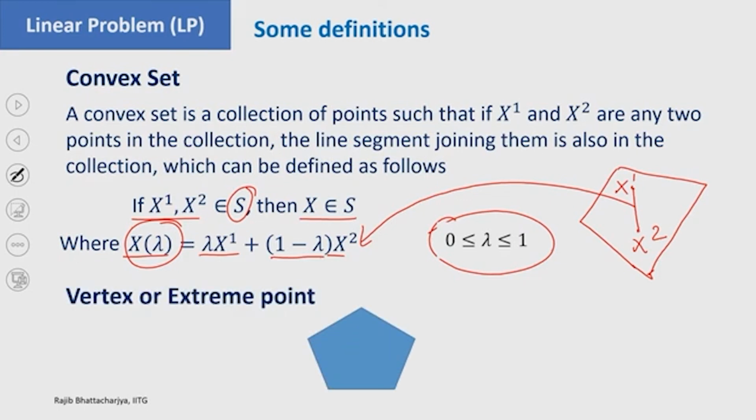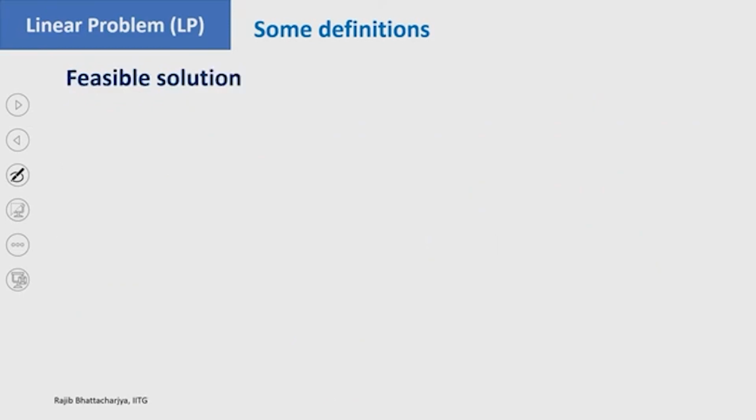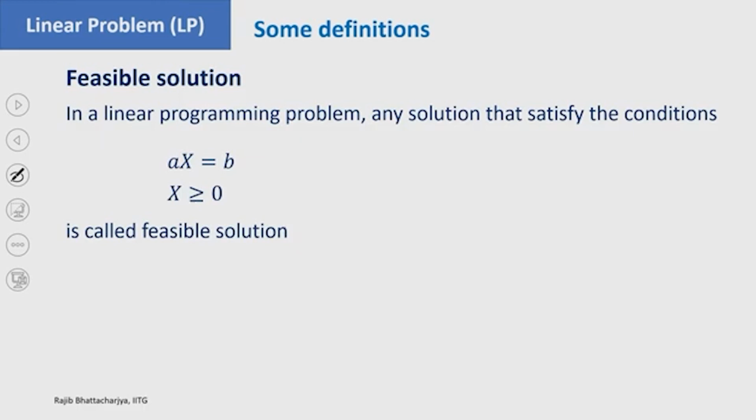Now, vertex or extreme point. So, these are the vertex or extreme point of the search space. Now, what is a feasible solution? In a linear programming problem, any solution that satisfies the conditions, that means the constraints, Ax = b and x ≥ 0, is called a feasible solution.